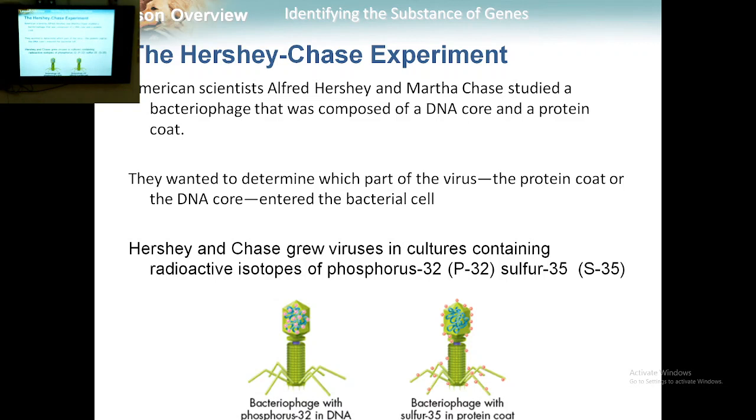In the first part of the experiment, they labeled the bacteriophage with the radioactive isotope P32, which is phosphorus 32. Once they labeled it, the DNA in the bacteriophage contained the isotope phosphorus 32. The other part of the experiment was done with a bacteriophage labeled with sulfur 35 in the protein coat. So the sulfur 35 will be found in the coat. Look at the small dots here, which are the radioactive isotopes, okay?